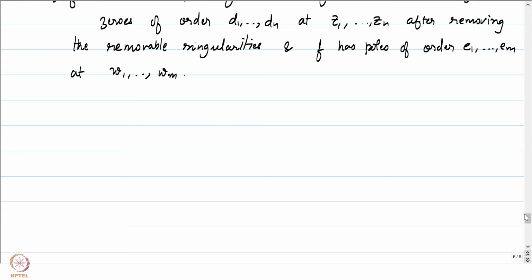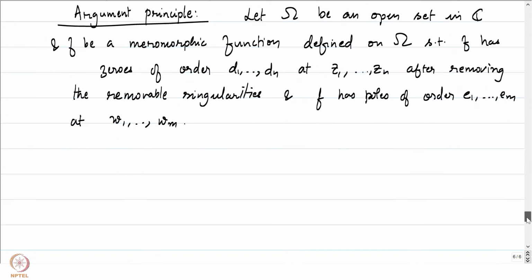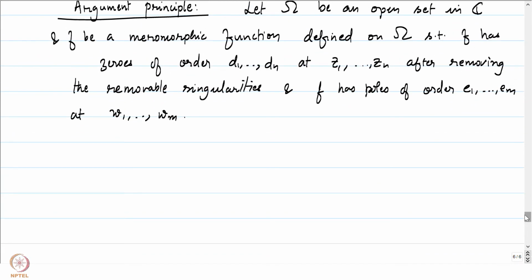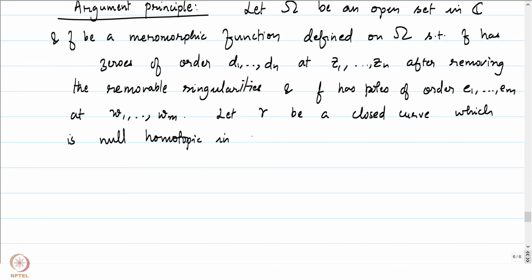So our goal in this argument principle is to compute the zeros in some sense using the log derivative. And in order to do that, let's pick gamma to be a closed curve in omega which is null homotopic. So, a closed curve which is null homotopic in omega, such that the zeros and poles of f do not lie on gamma.